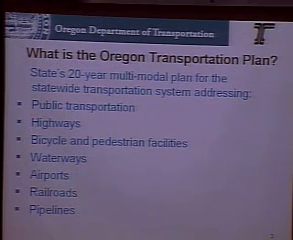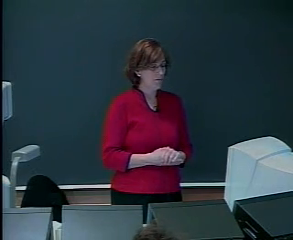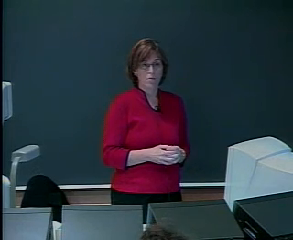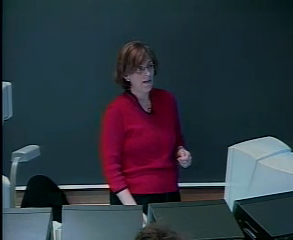So this essentially is the state transportation system plan, similar in framework to the regional transportation system plans that you're probably familiar with and local transportation system plans. So this is the state, and it is the top policy for transportation planning in the state of Oregon. And it addresses all the major modes, and you can see them listed here: public transportation, highways, bike ped facilities, waterways, airports, railroads, and pipelines. So it's quite comprehensive. We are updating the 1992 plan.